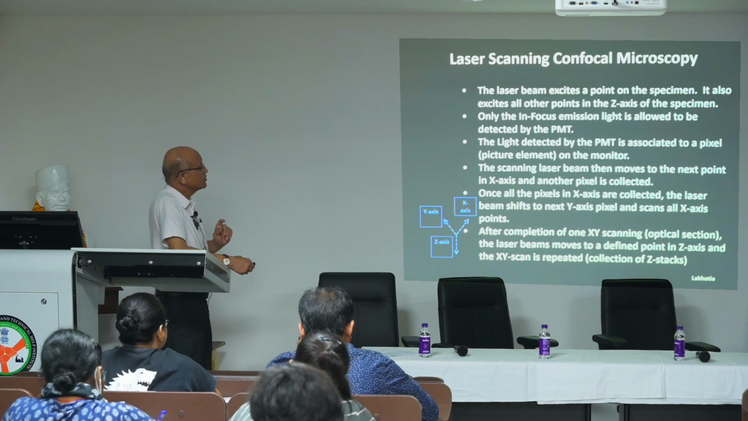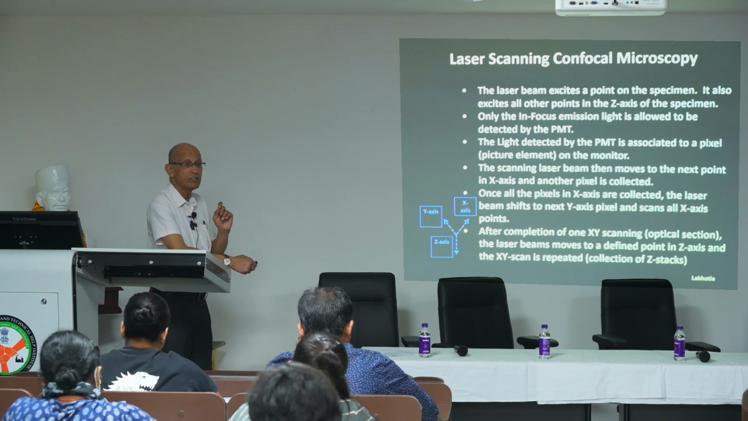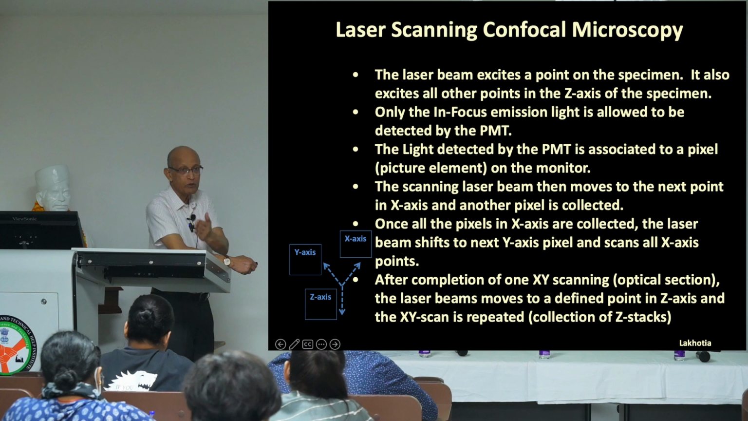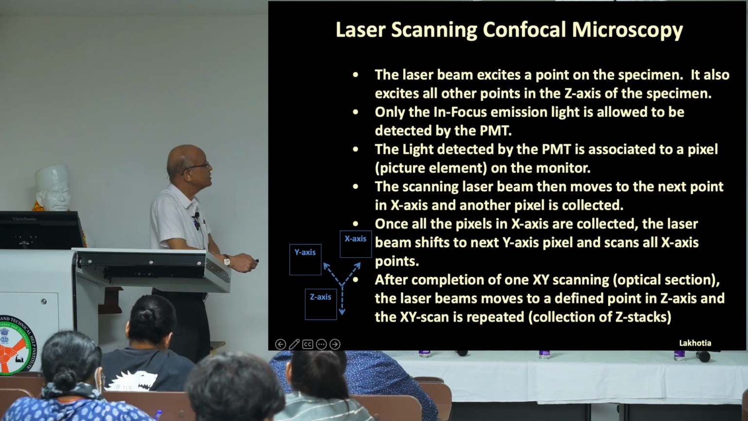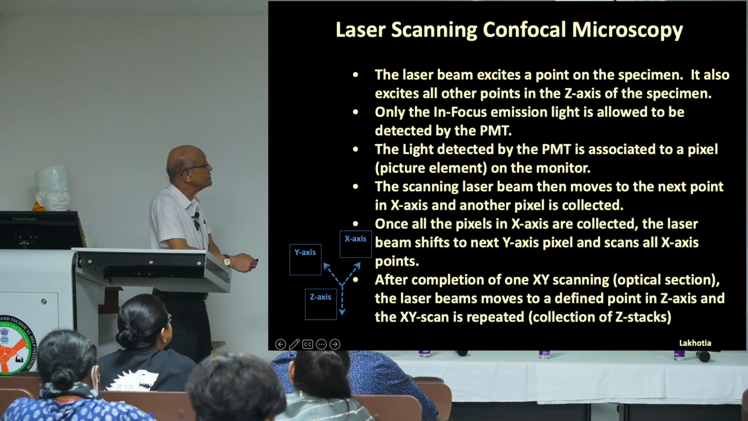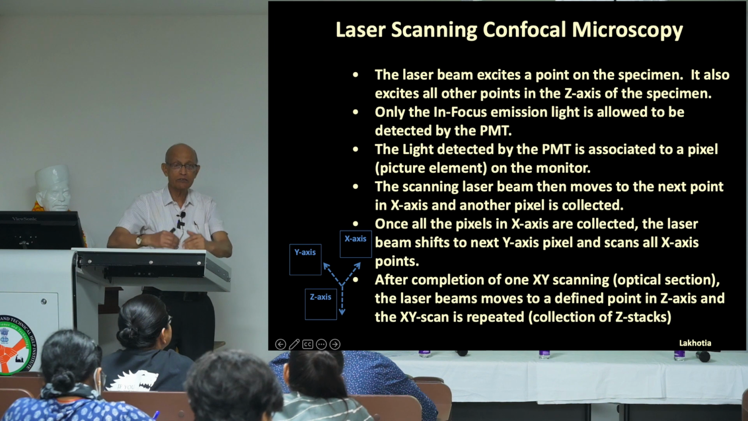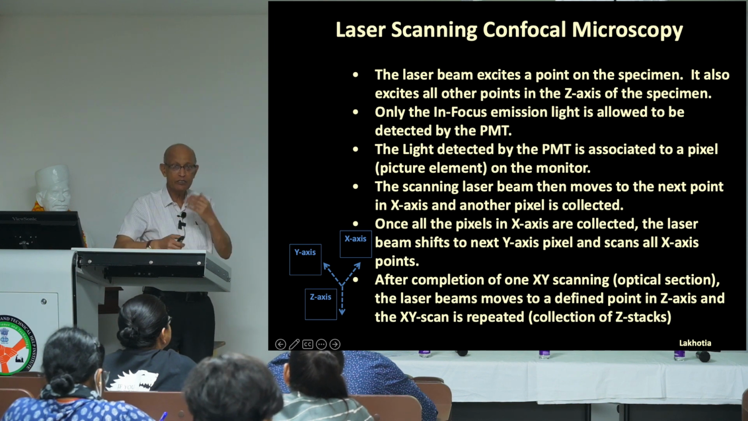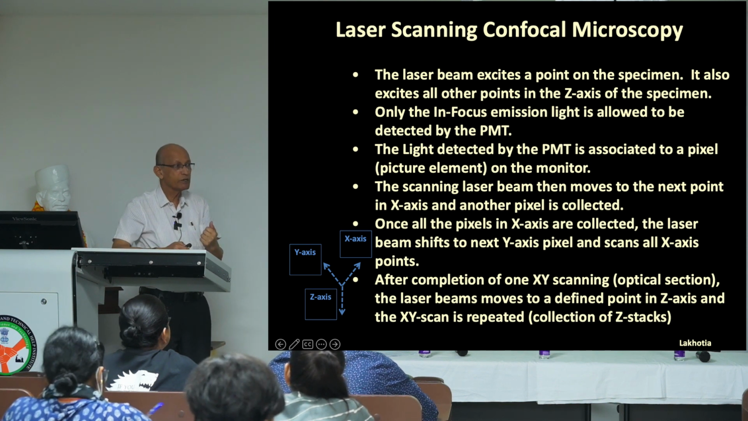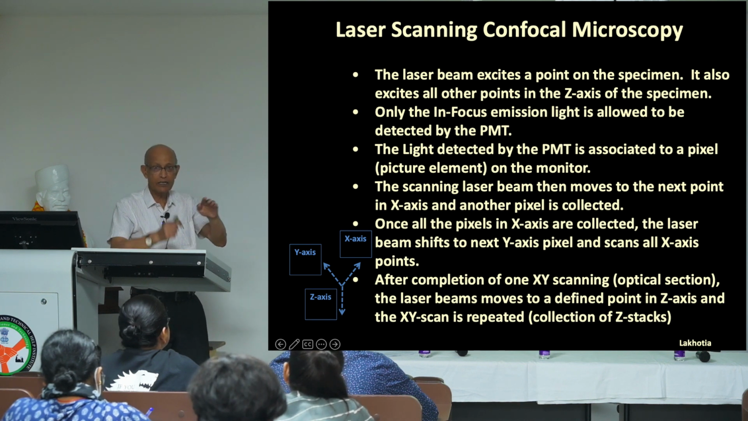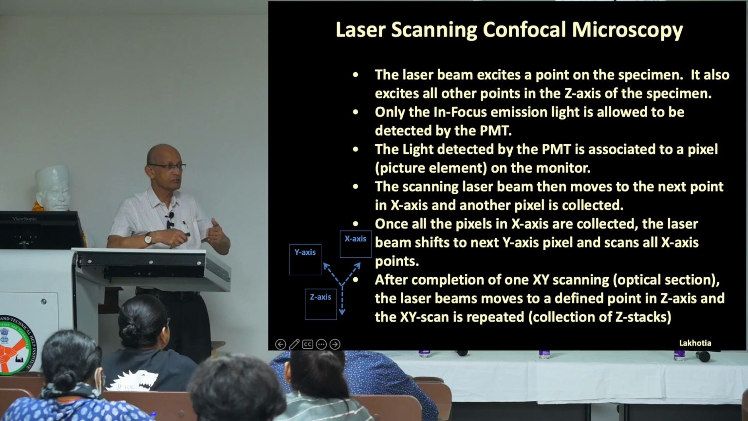And so the laser scanning confocal microscopy uses a laser beam of the wavelength that you want, depending on the fluorochrome, to illuminate one particular part of the specimen. At the same time it's exciting all the points in that Z-axis, but the image is collected only from one particular Z-axis. Z-axis is the thickness part. X, Y are the horizontal part, and Z-axis is the thickness part.